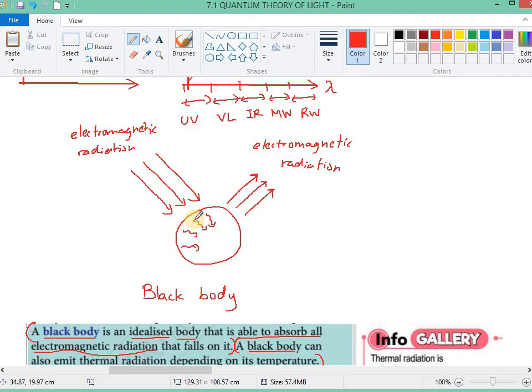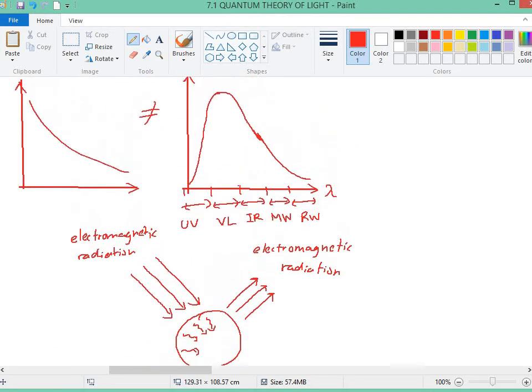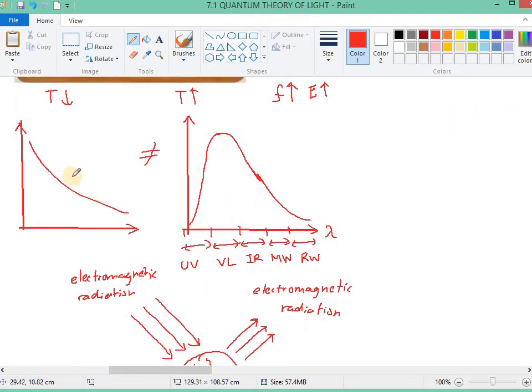Where does the extra 1 joule come from? This is not logical. This is also one of the problems for this graph, because this graph shows that when the wavelength is long, the frequency is low.